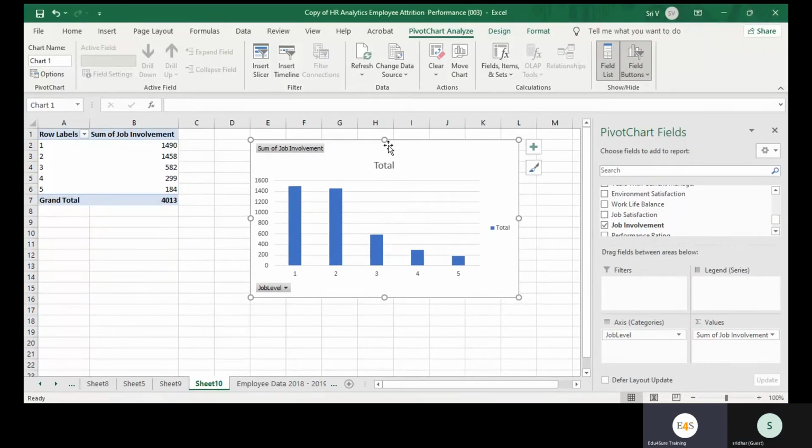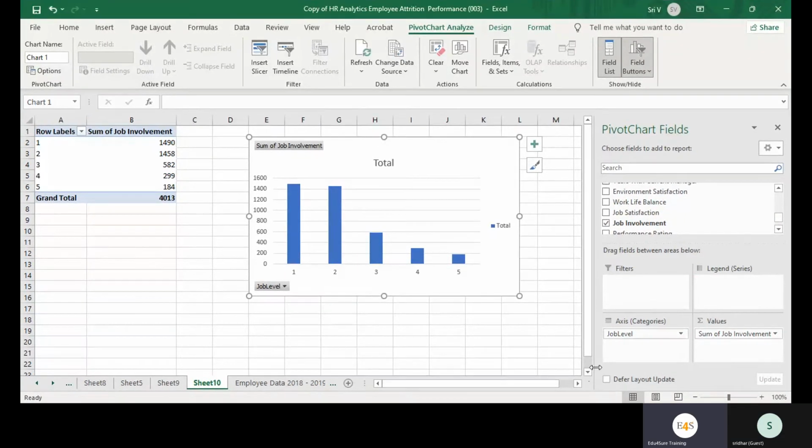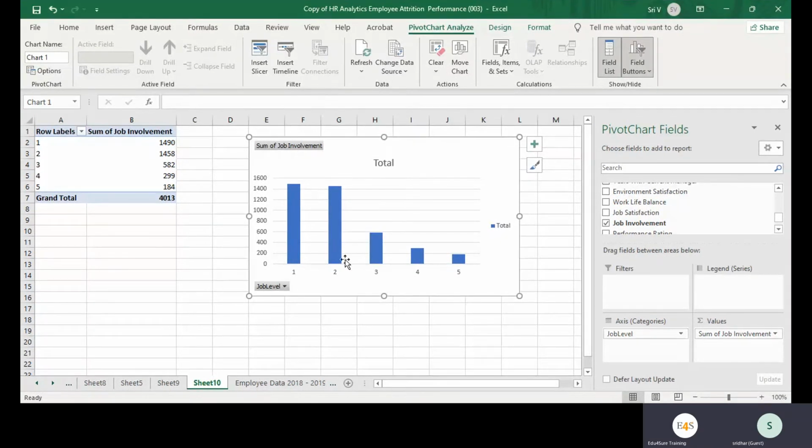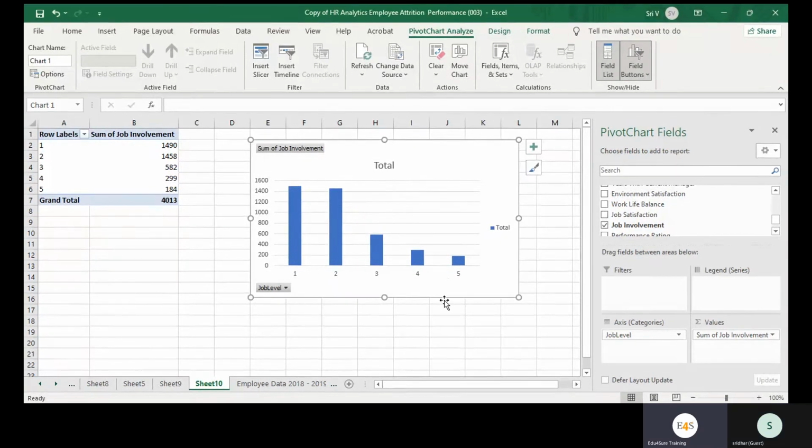So can you see at the lower level the job involvement is high, right? This one is lower level, right? So as soon as the job level is increasing, your job involvement is reducing.